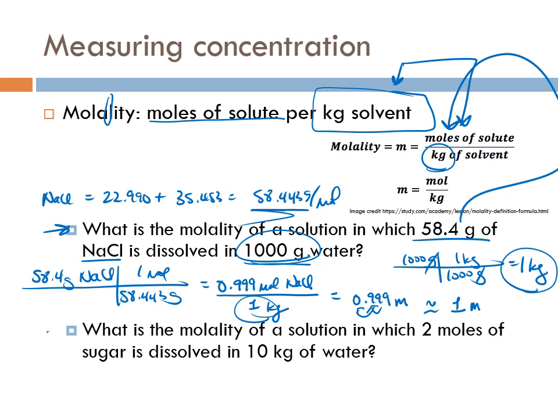All right, go ahead and do this one in the Edpuzzle. It's easier than the last one that we did because we already have moles and we already have kilograms. Go ahead and do this one in the Edpuzzle. All right, so molality is 2 moles of that solute divided by 10 kilograms of that water, the solvent. Our final answer will be 0.2 molal. Good? Good.